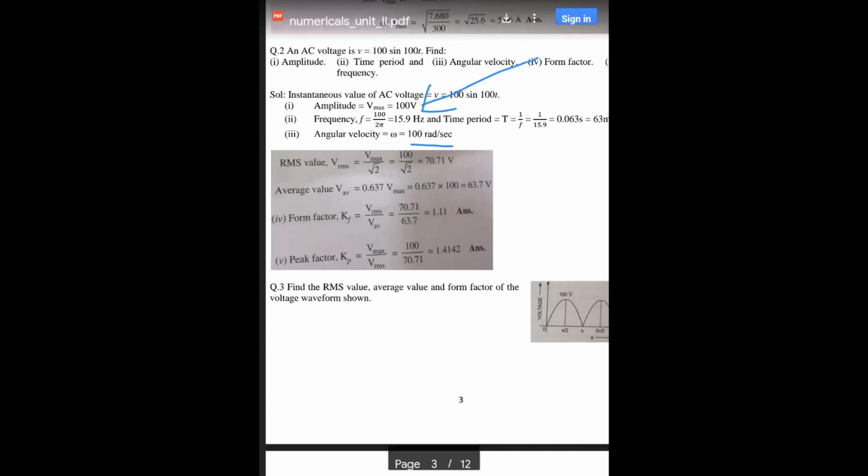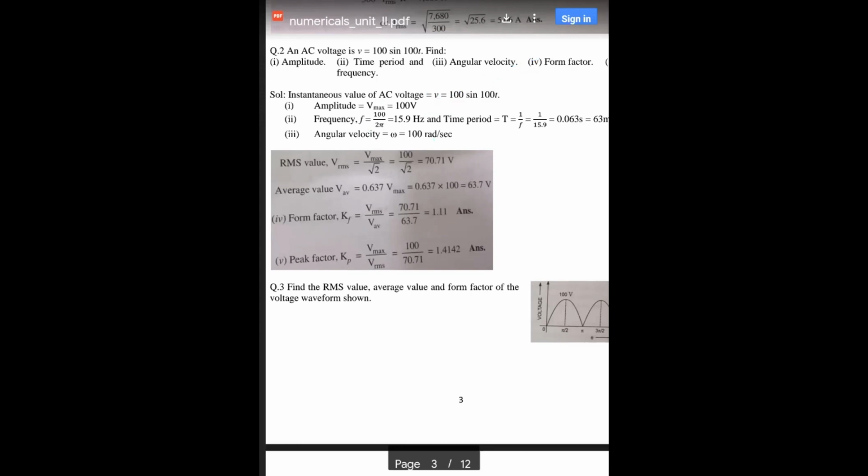Okay, and what is the time period? Time period, you know, is the inverse of the frequency. So frequency is known to us, 15.9. We will invert it to get the time period in the SI system, and we can convert it into milliseconds if we desire so.